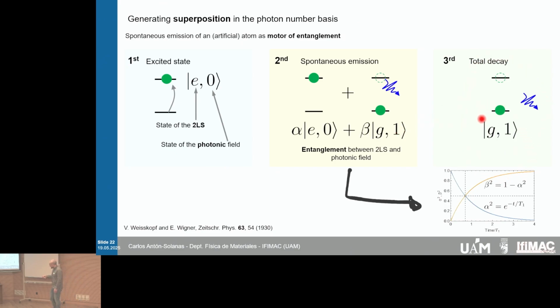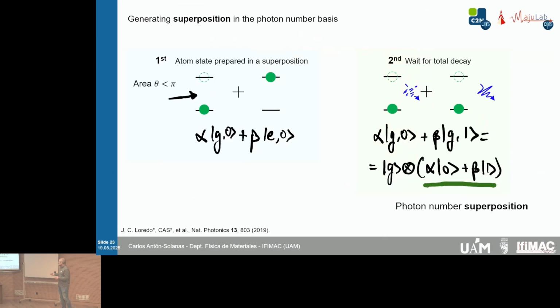Following this same reasoning, in order to generate superposition in light, the only thing that you have to do is to prepare your atom in a superposition state, that we do with a resonant pulse that drives you below pi pulse.